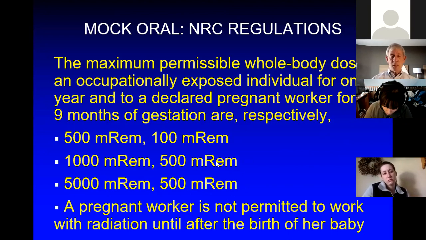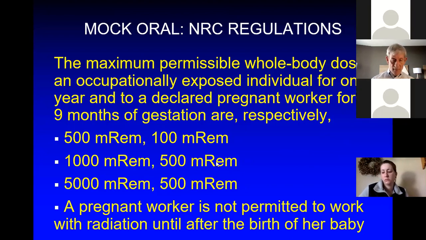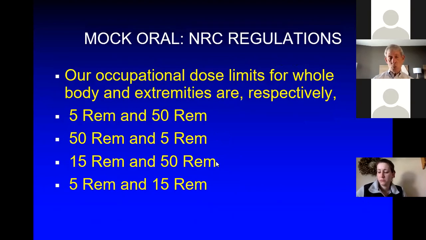This first question says, what is your MPD whole body and that of the declared pregnant worker, respectively? So what is our MPD whole body? How many millirems? 5,000. The pregnant lady is 500. So the third choice down would be the correct answer, 5,000 and 500.